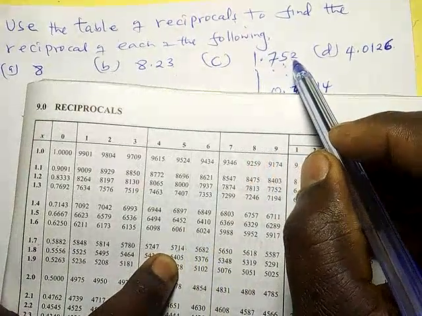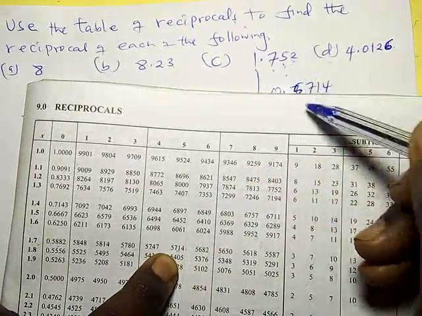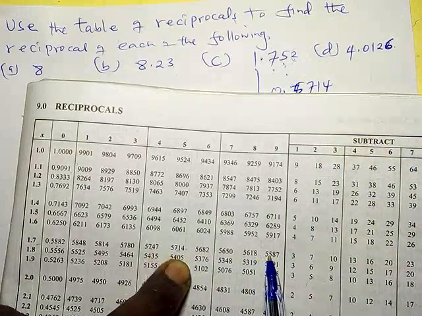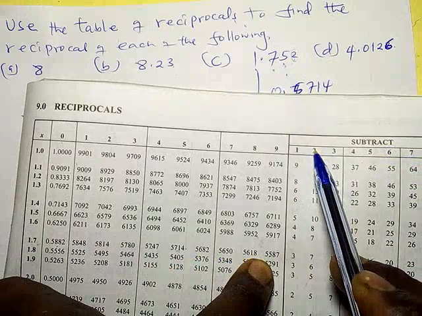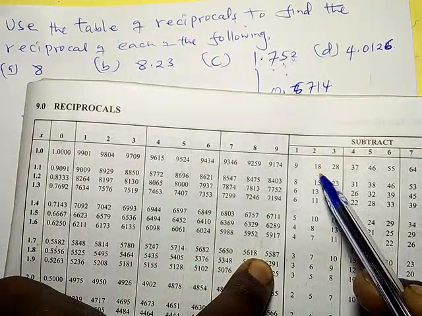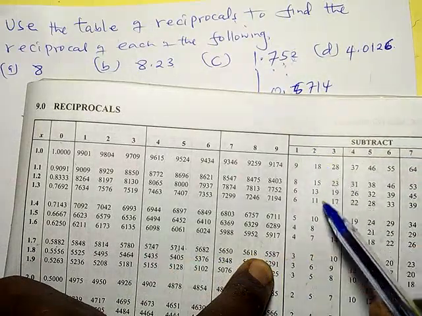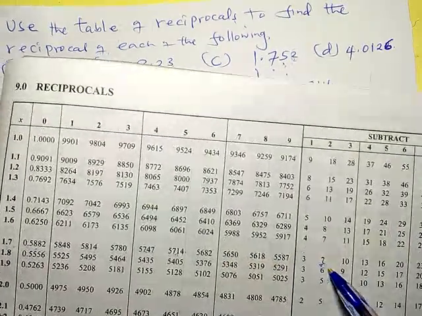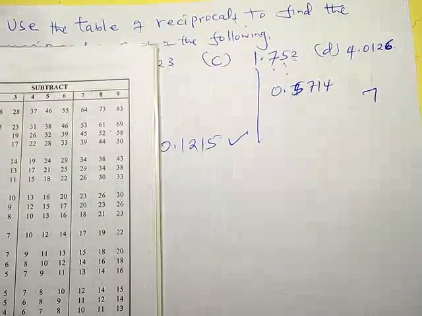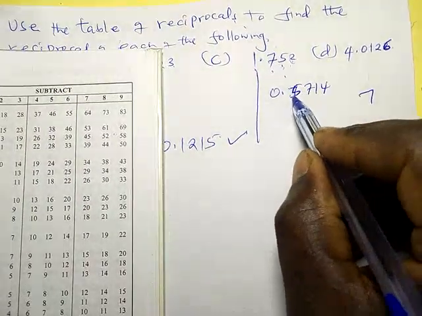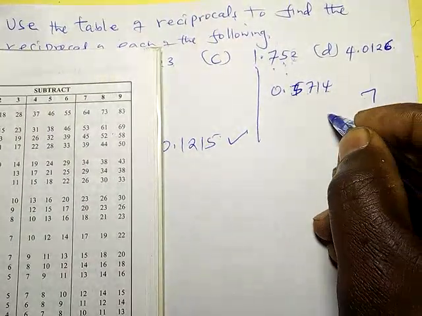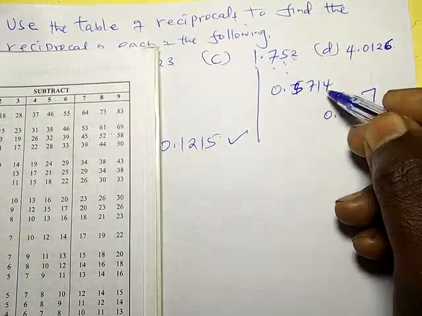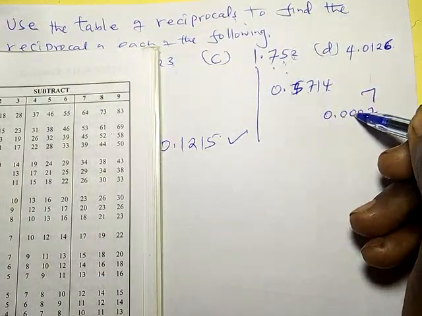We have to remember we have the last 2, and it is found in the difference column. So we go up to where the heading has 2. 2 is here, and then the number there is 7. So 7, because we have 1, 2, 3, 4 decimal places, it is written as 0.0007.